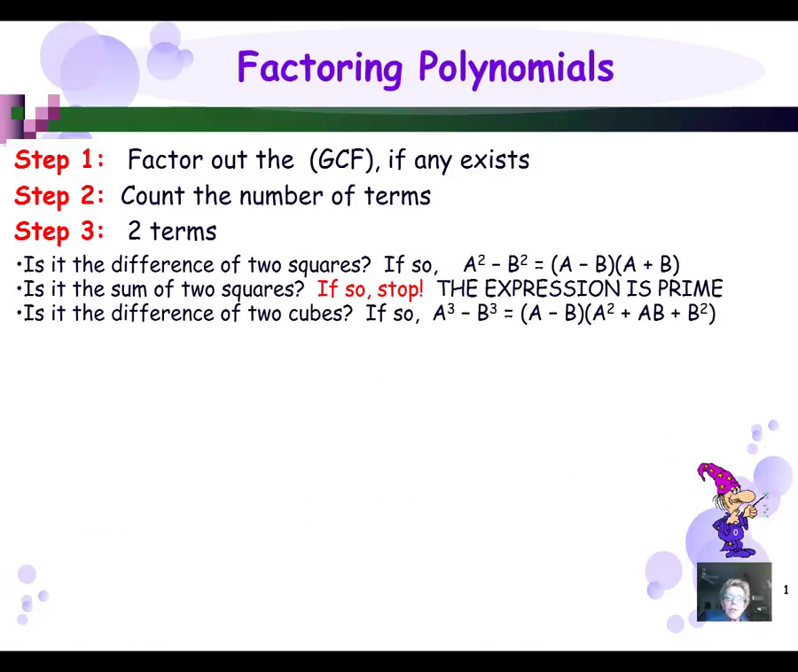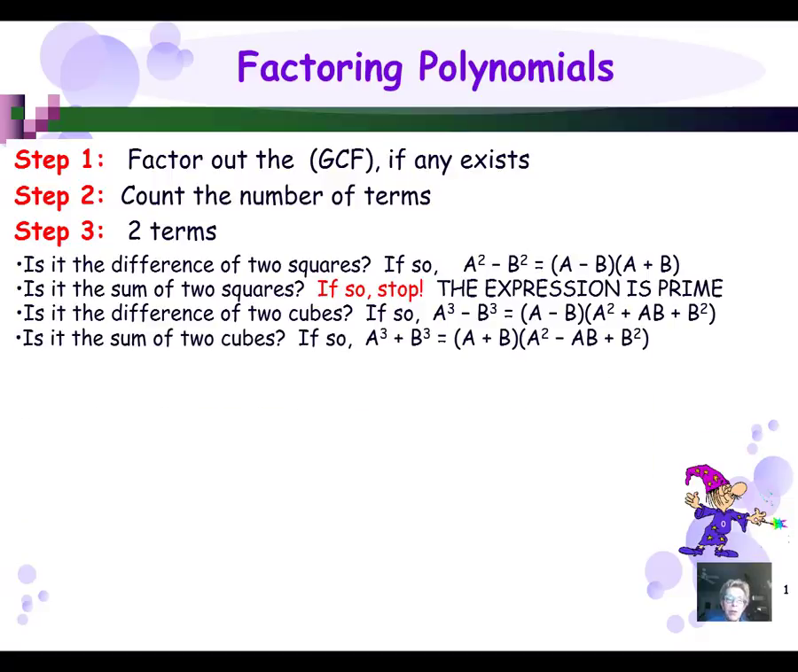Next we have the difference of two cubes and the sum of two cubes. If so, it looks like a cubed minus b cubed or a cubed plus b cubed. If that's the case, it factors the exact same way except the signs are different. On a cubed minus b cubed, you'd have the quantity of a minus b times the quantity of a squared plus a times b plus b squared. And if it's a cubed plus b cubed, it would factor into the quantity of a plus b and the quantity of a squared minus ab plus b squared.